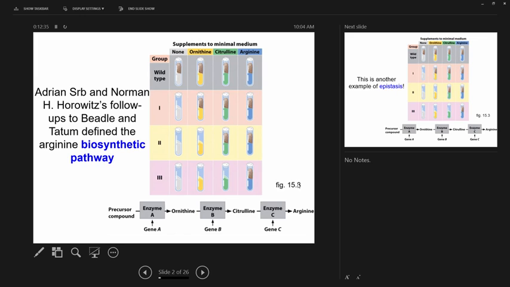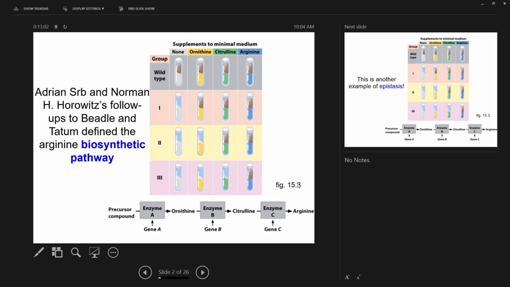So this guy, if you give it ornithine, it can grow fine. So that must mean enzyme B and enzyme C are okay because you're not giving it citrulline or arginine in that tube. But if you don't give it ornithine, then it can't grow, which means that enzyme A is defective. If you look at mutant 2, ornithine, you can't grow. If you give it citrulline, then it can grow, which means enzyme C is fine. Enzyme B is probably defective.